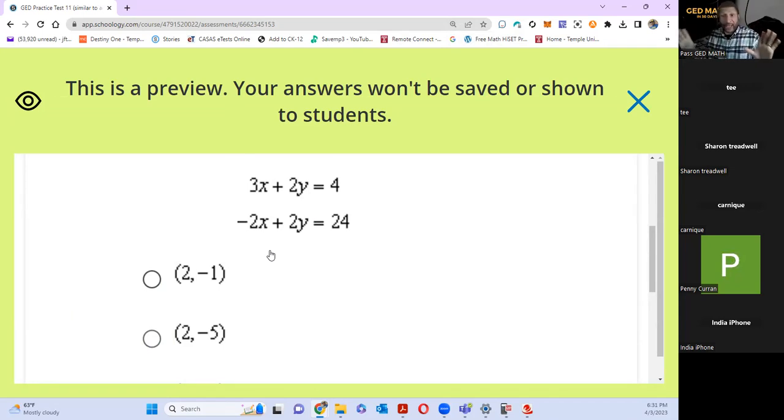So this would be very difficult to get rid of the x. Now, I'm not saying you can't get rid of the x, but it's very easy to get rid of the y, because the y's are exactly the same. So the opposite of plus 2y is what? Minus 2y. So I'm going to take this whole second equation and multiply it by a negative. I'm going to bring this equation over, 3x plus 2y equals 4. If I multiply an entire equation by a negative, what am I actually doing?